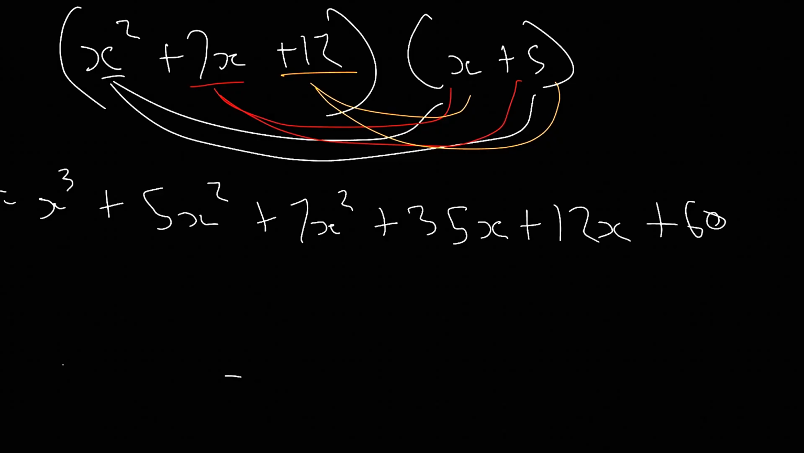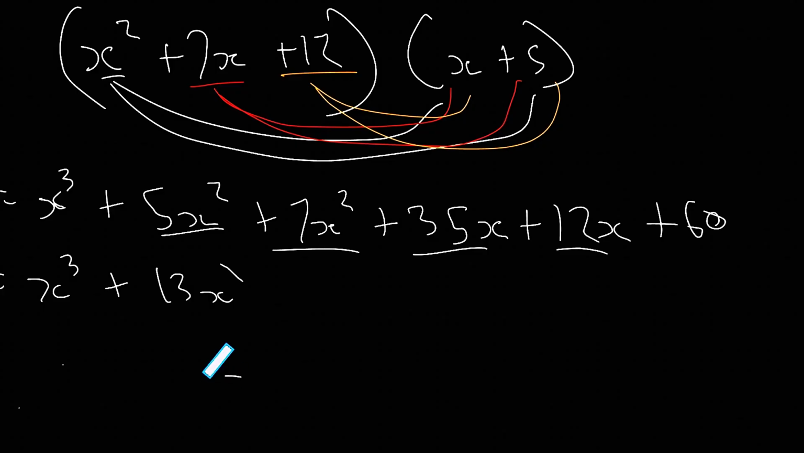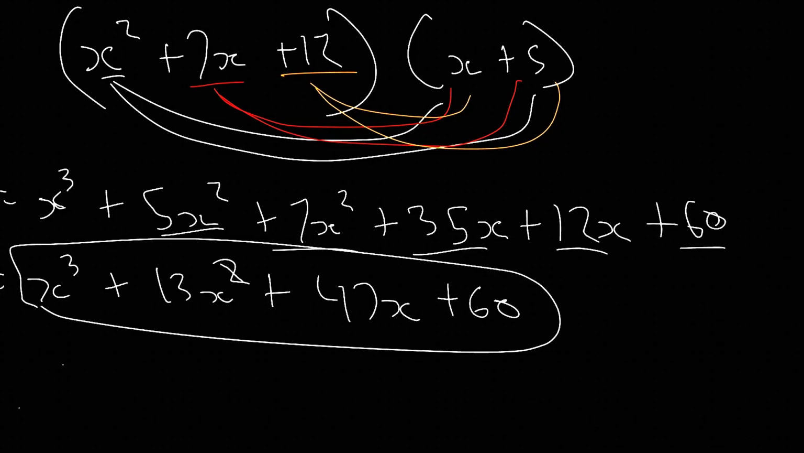Now is when we collect like terms. So the x cubed, nothing else is x cubed, so we just chuck it down. The x squared, I have 5x squared and 7x squared, and those are my like terms. So 5x squared plus 7x squared gives me 12x squared. This 35x and this 12x are like terms, so we can add them. So 35x plus 12x is going to give me plus 47x. And then finally I have this plus 60, it doesn't have a like term, so I can just write plus 60. And this over here is my final answer for the triple bracket.